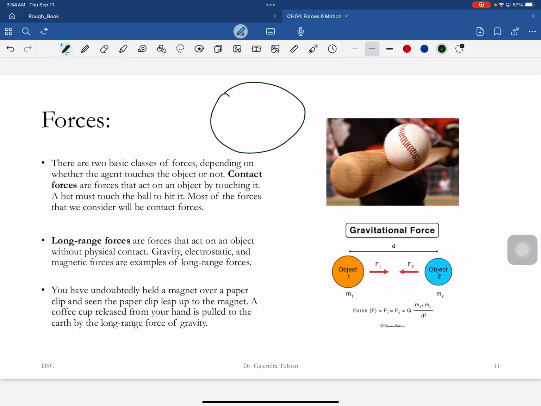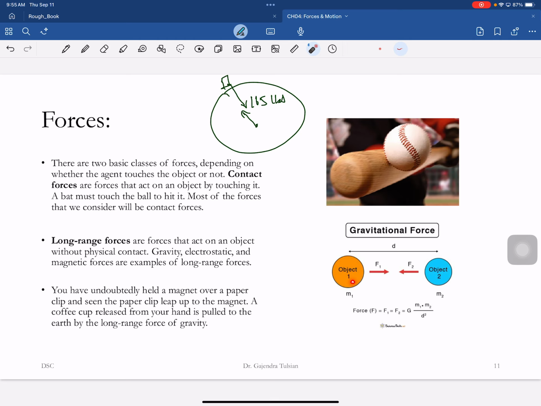Like I said, I weigh about 165 pounds. That means the Earth is attracting me with a force of 165 pounds. I'm not sitting still. I'm attracting Earth with a force of 165 pounds as well. So this is Newton's third law.